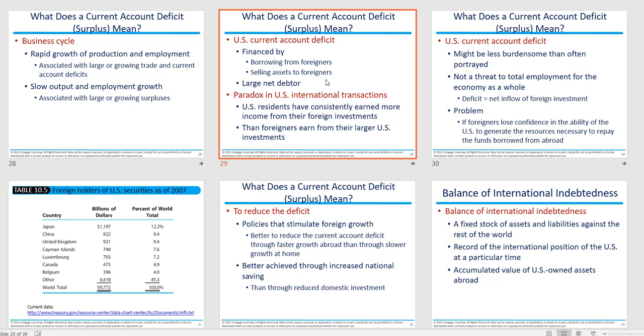So where are the safe havens for that portion of your portfolio that you want to keep safe or relatively safe? Well, the US has been a major destination of, for example, Chinese savings. China is among the largest holders of US debt.